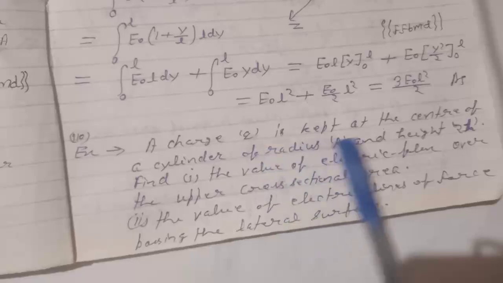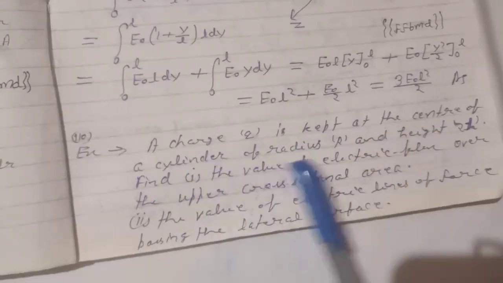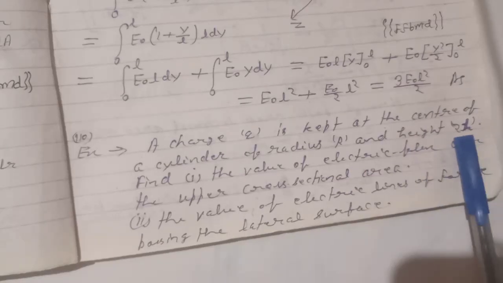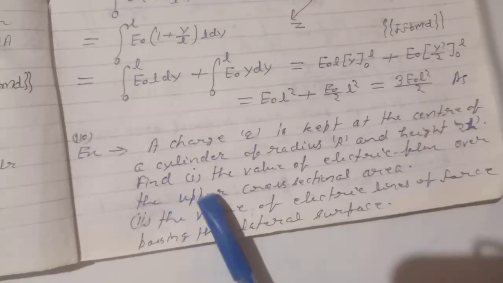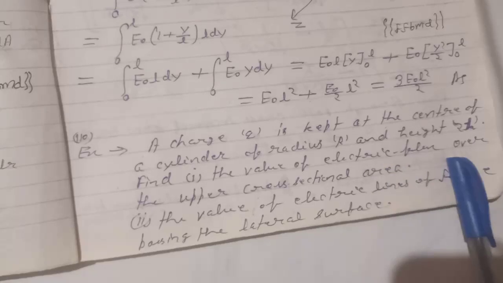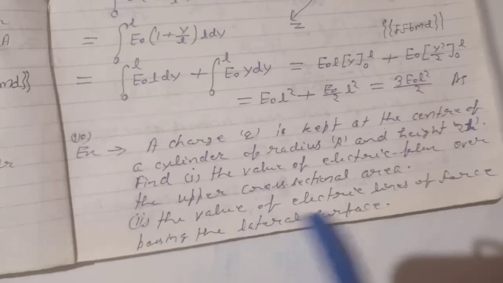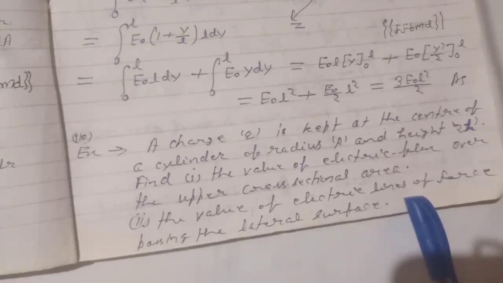A charge Q is kept at the center of a cylinder of radius r and height 2h. Find 1. The value of electric flux over the upper cross sectional area. 2. The value of electric lines of force passing through the lateral surface.